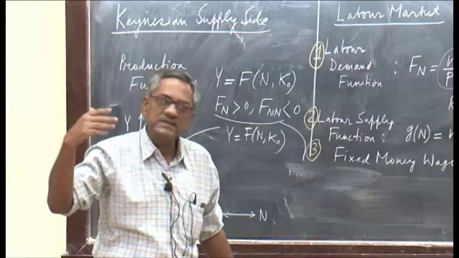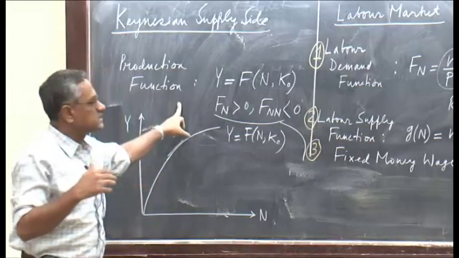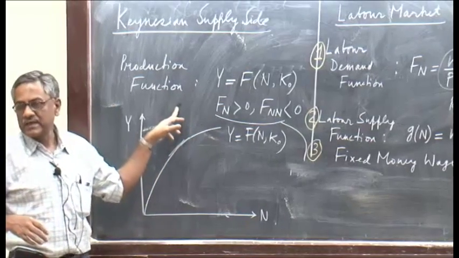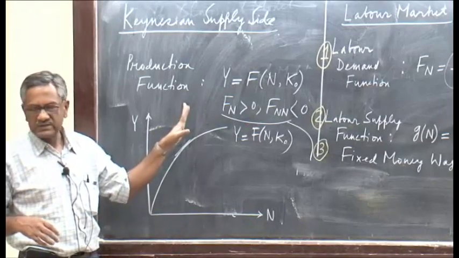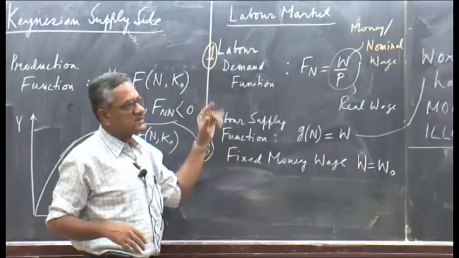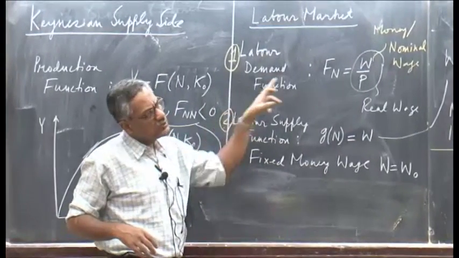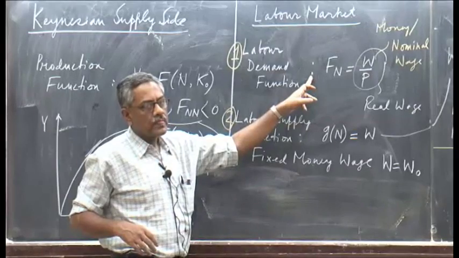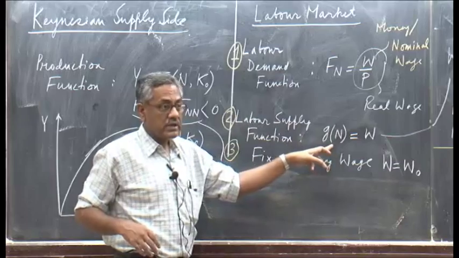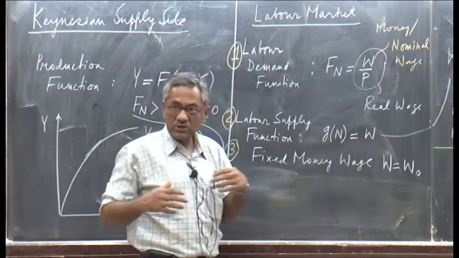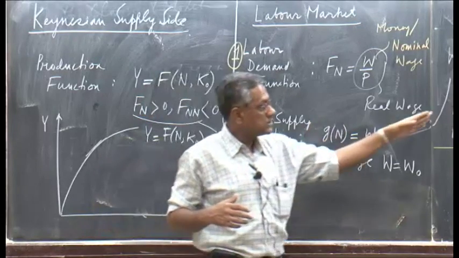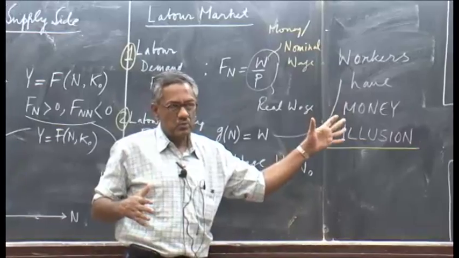The production function is the same, because this is the neoclassical production function you have seen in the classical model. There is no difference there. But when it comes to the labor market, there are some differences. The labor demand function was exactly this in the classical model, but the labor supply function wasn't this. It was W over P. So what's the significance of having only W as opposed to W over P? I told you about the story of money illusion.